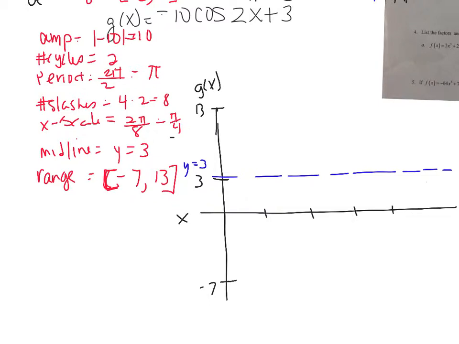And the first slash is going to be pi over 4, 2 pi over 4, which is pi over 2, 3 pi over 4, 4 pi over 4, which is pi, and that makes sense because the period is pi, which means I'll see 1 complete cycle in pi.